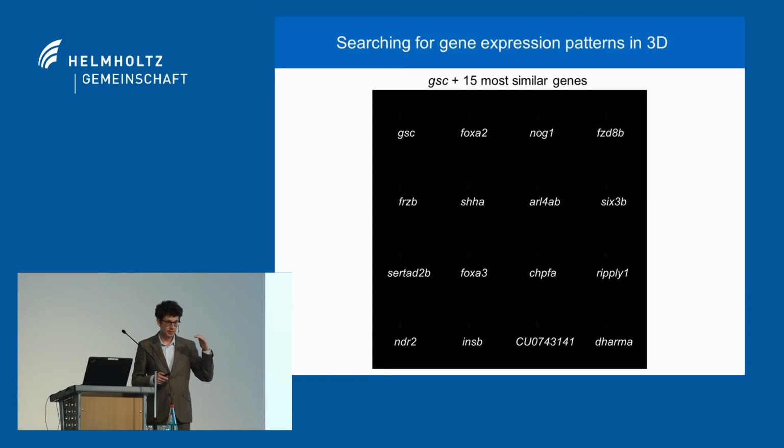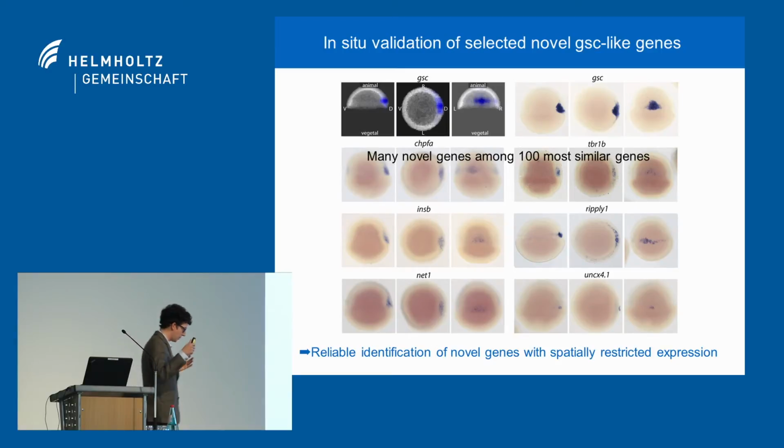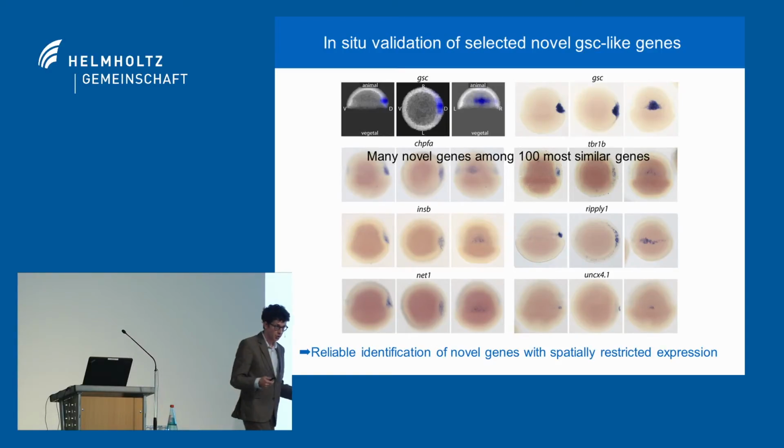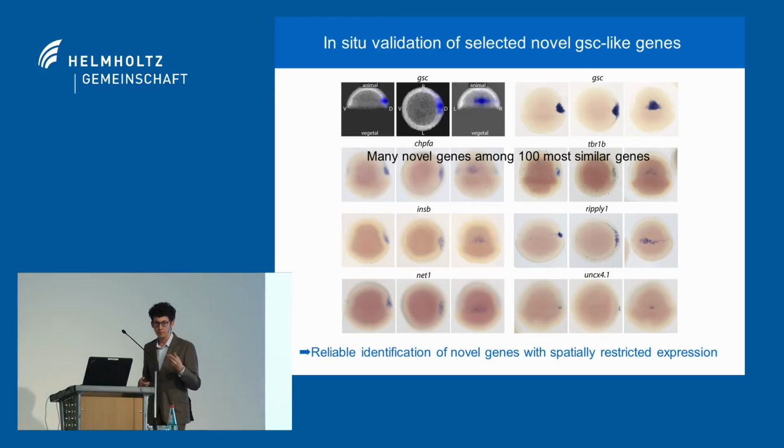As we go down that list until around position 100 or so, genes are still very similar to the reference. Among those genes are many known genes. That's good because that's validation of the approach, but we also find many novel genes, and those are the ones that are, of course, biologically most interesting. Now, to be sure that what we measure here is real and not a false positive result, we decided to validate a few of those novel genes with traditional in situ microscopy methods.